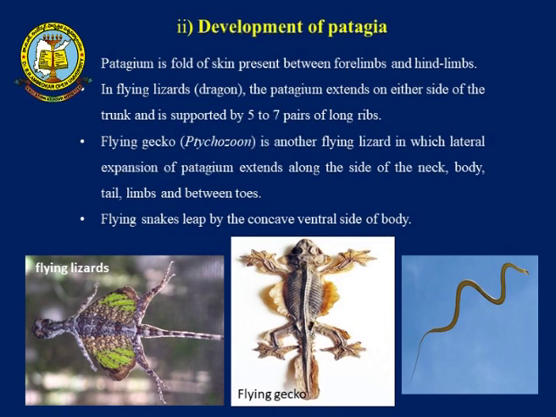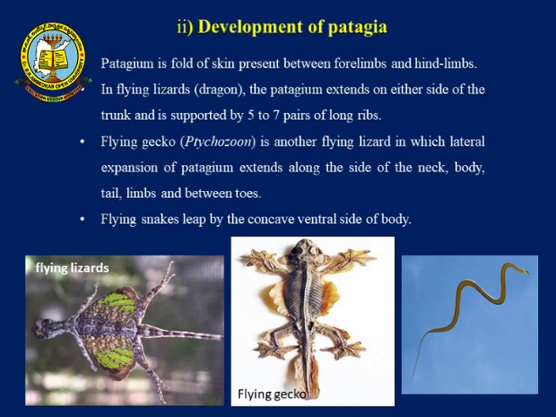Now, development of patagia. The patagia is a fold of skin present between the forelimbs and the hind limbs. You can see the forelimbs and the hind limbs. In the flying lizards, the patagia extends on either side of the trunk and is supported by 5 to 7 pairs of long ribs. We are talking about the flying gecko. In this flying lizard, the lateral expansion of patagium extends along the neck, the body, the tail also has this patagia, even the limbs, and of course between the toes. All this helps in the gliding of the gecko.